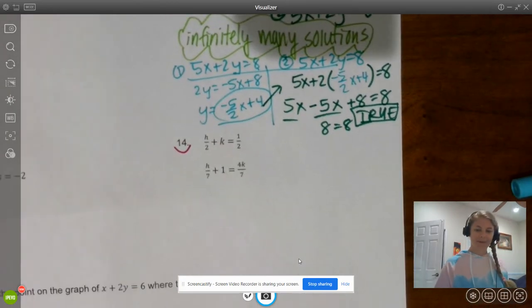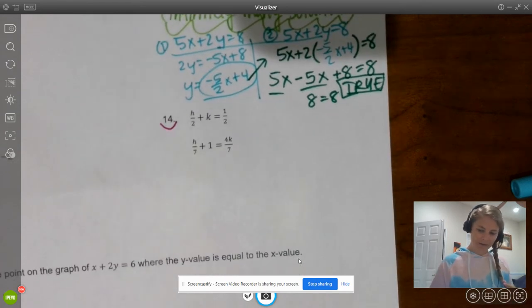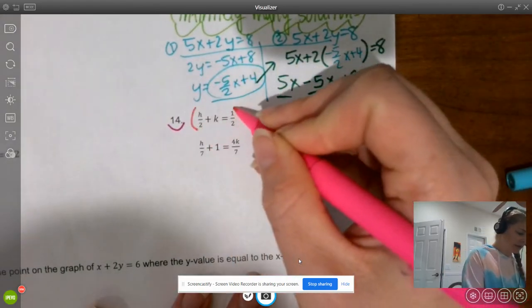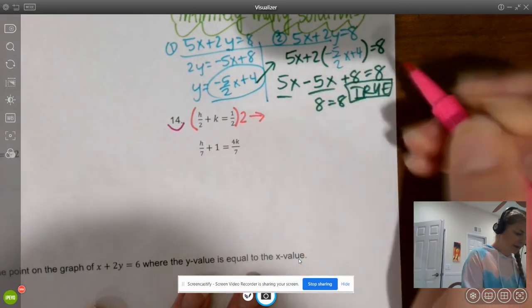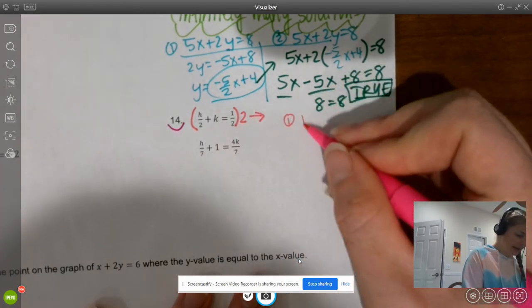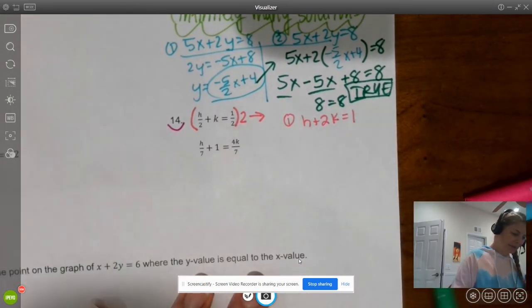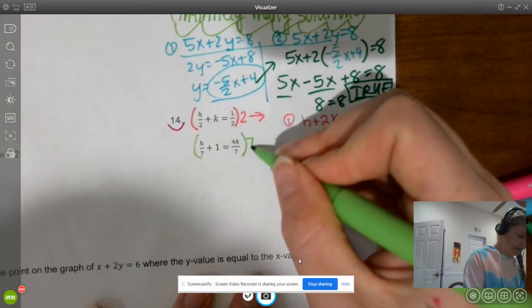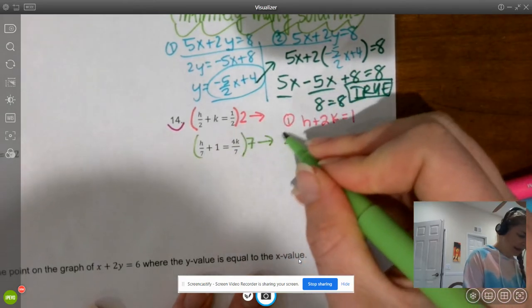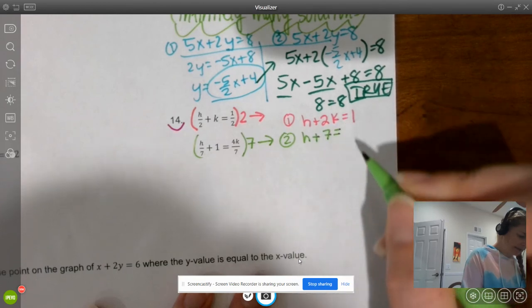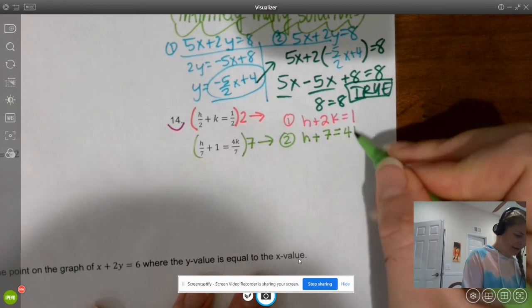Cool. 14 was the last one I said that I would do with you. So taking a look at 14, don't be scared by the fractions because it looks like we're going to be able to clear them pretty easily. So I'm going to multiply equation 1 by 2. And when I do that, I get h plus 2k is equal to 1. And then I'm going to multiply equation 2 by 7. And that gets me h plus 7 is equal to 4k.